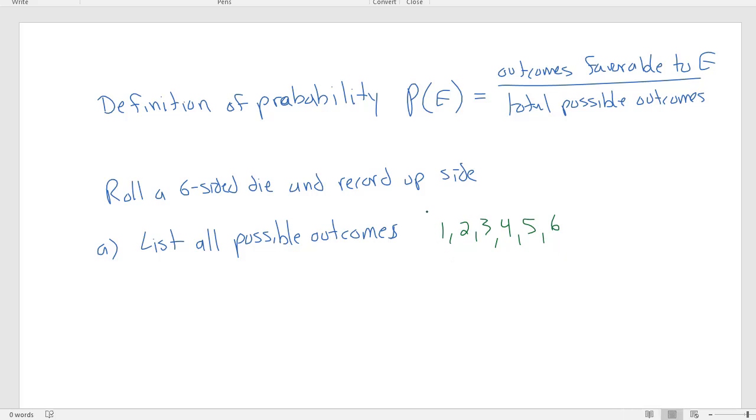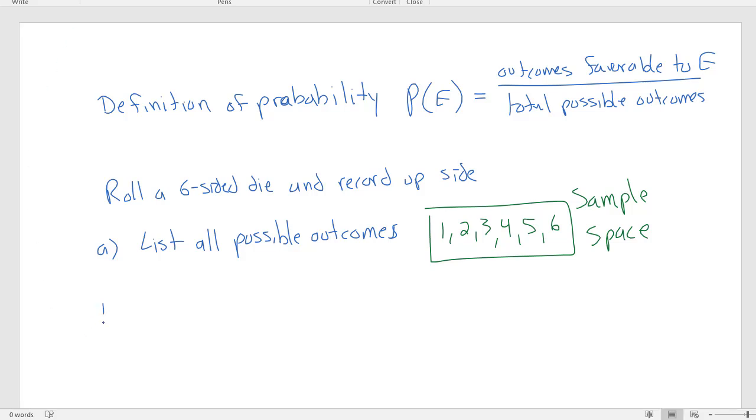Now, usually what you'll see within a textbook is this is called the sample space. The sample space is typically defined as the list of all possible outcomes. That's what we would call our sample space.